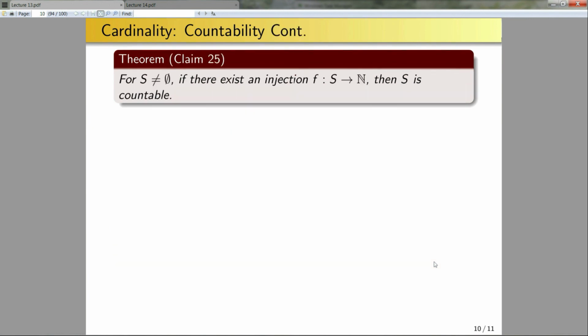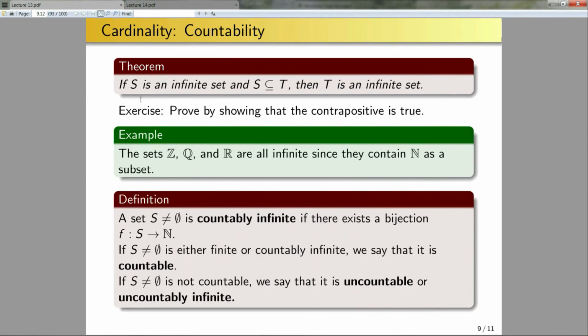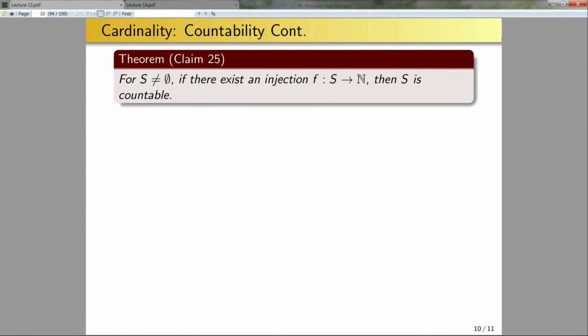So now a theorem, claim 25. For a non-empty set S, if there exists an injection f from S to N, then S is countable. So we really need to consider two cases. Explicitly, if S is countable, then one of two things is true. It's either finite or countably infinite. So those are the two cases we need to consider here.